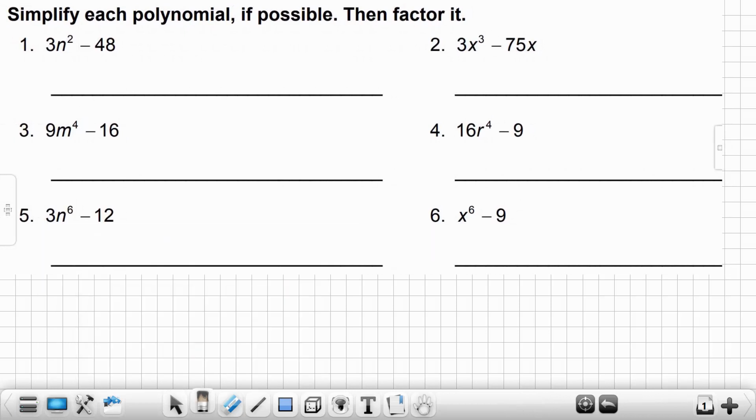So, number 1, let's jump around. Martina, what can I factor out of both these terms first? What number can I factor out of both these terms? 3. So I factor out 3. I have n squared minus 16. But n squared minus 16 is a difference of 2 squares, because n is a square and 16 is a square. So that'll be 3, n plus 4, and n minus 4.